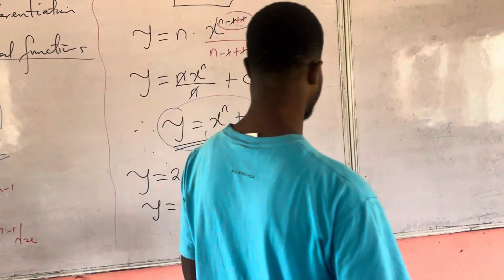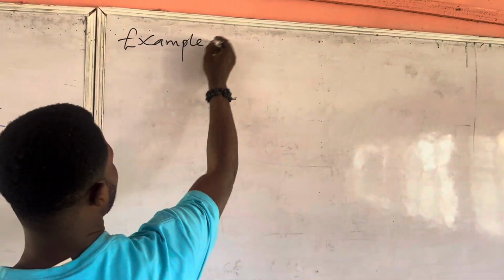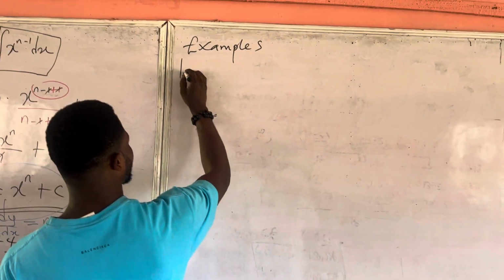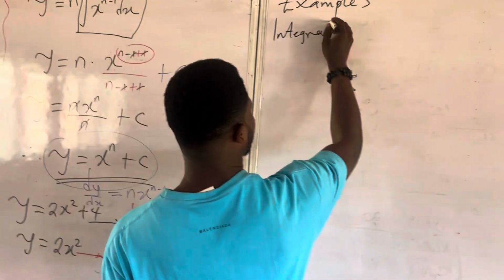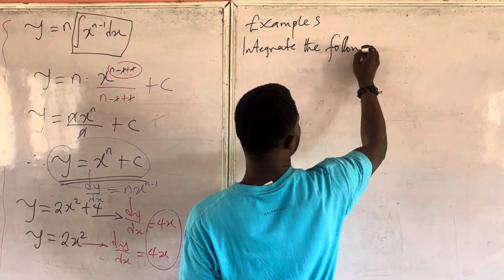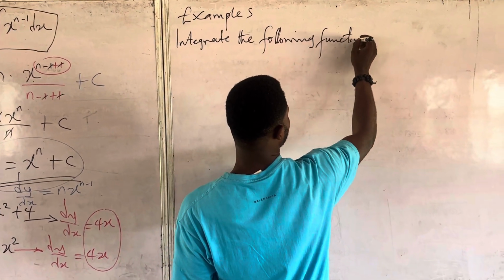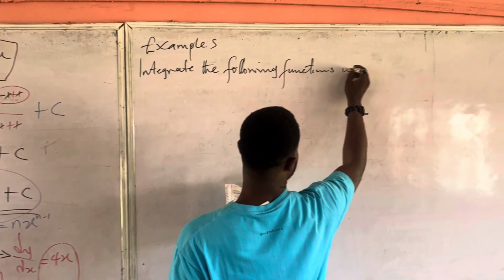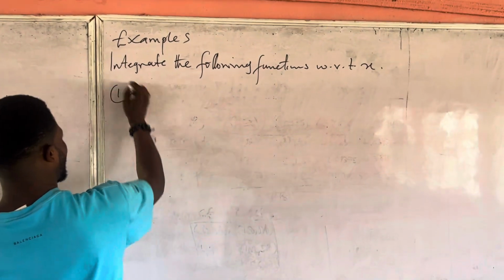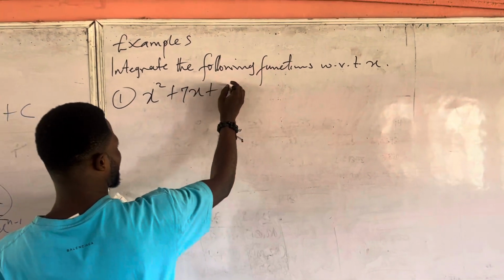There are some questions here. Let's look at examples. Examples: integrate the following functions with respect to x. We have number 1, x squared plus 7x plus 5.